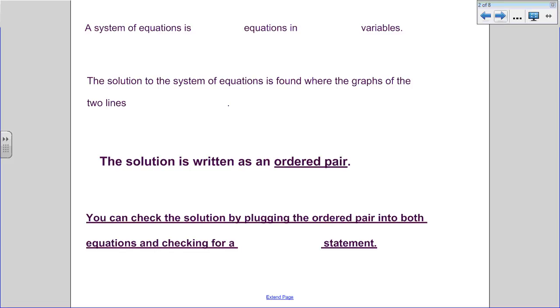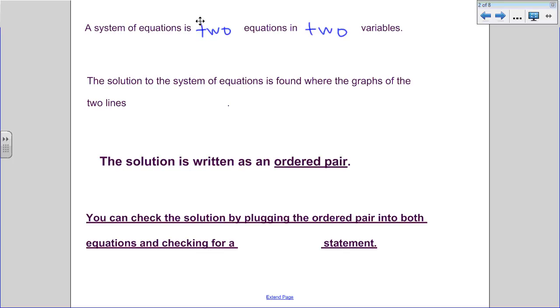All right, so a system of equations, this is just kind of a review, which is kind of nice because we just took about a week break from it. So a system of equations is two equations in two variables. That's what we're going to focus on in Algebra 1. In Algebra 2, we do take a look at some three-variable systems, but for right now, we're going to define it as two equations in two variables.